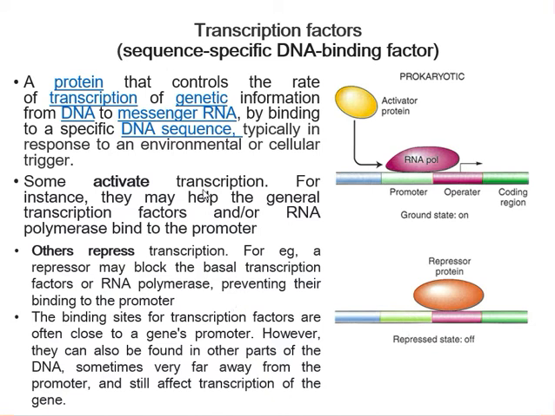Now, we discussed there are two types, activators and repressors, and usually the binding sites for these activators or repressors are often close to the promoter of a gene, but in some instances they can also be found in other parts of the DNA, sometimes very far away from the promoter, and still they are found to affect the transcription of the gene. Such proteins are called transcription factors.